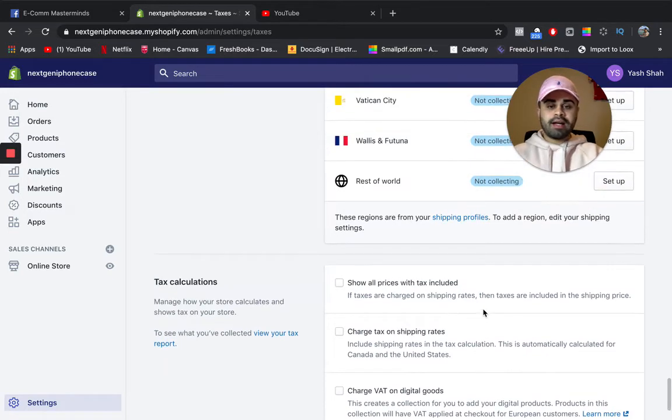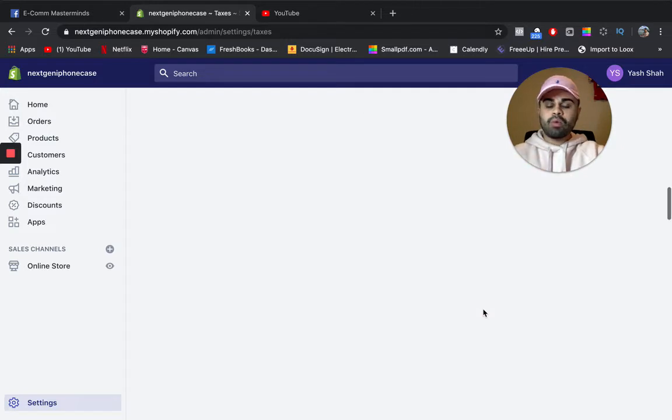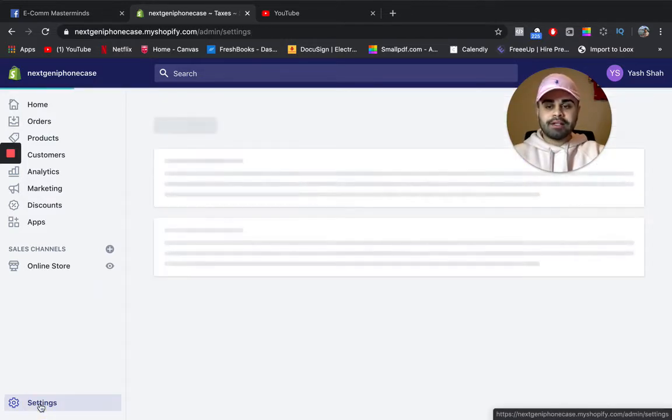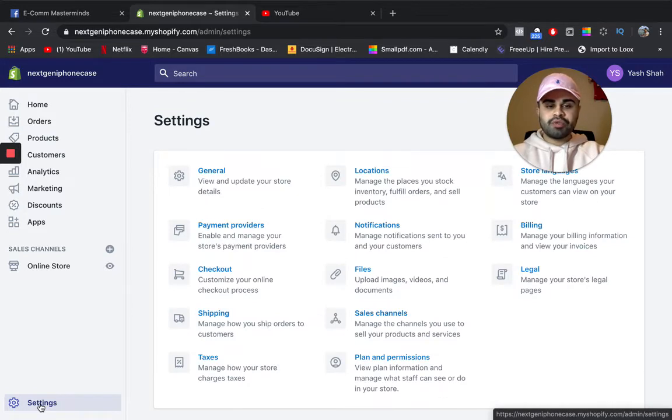Now again, guys, this is for traditional dropshipping. If you have in-house inventory or print on demand, it may work a little bit differently, so just keep in mind. This is just traditional dropshipping, how it should work and what you should have on your taxes backend. So now let's go back into settings.